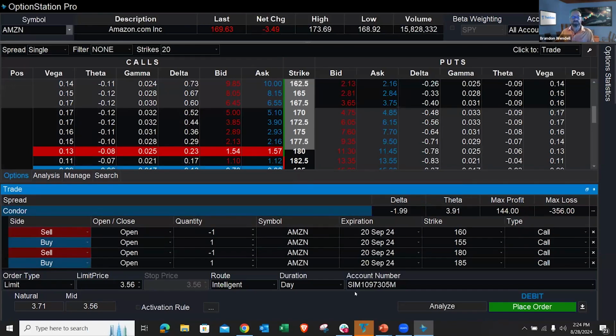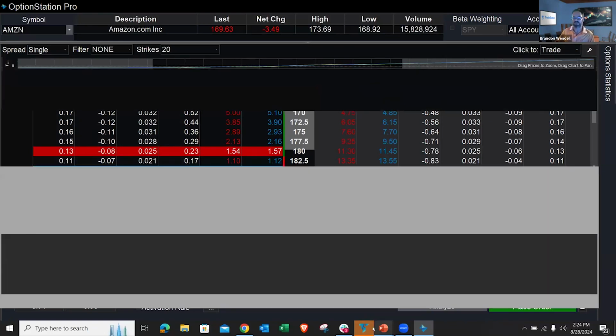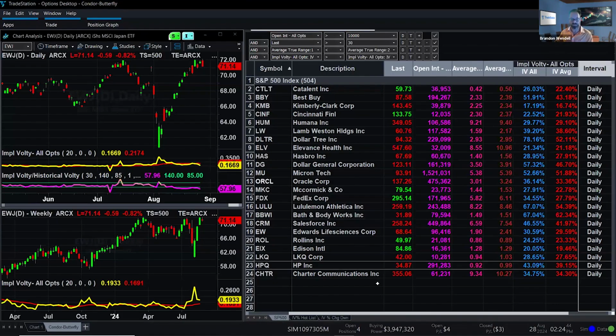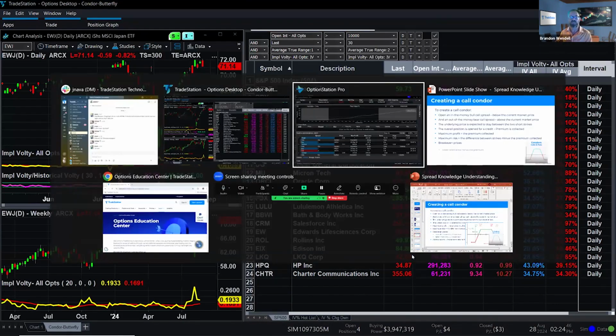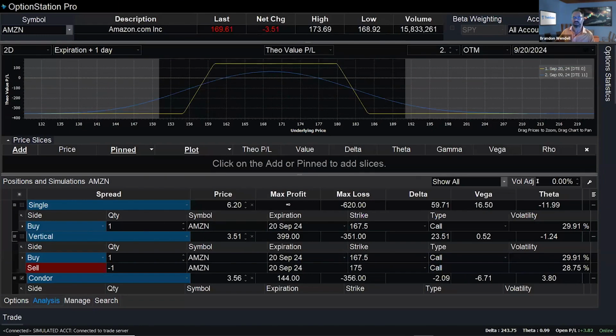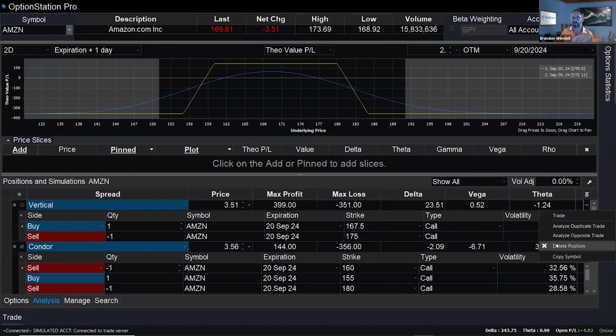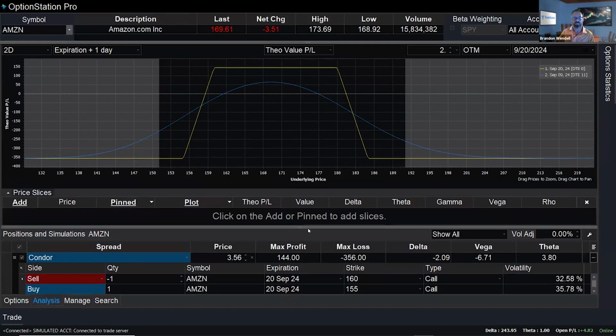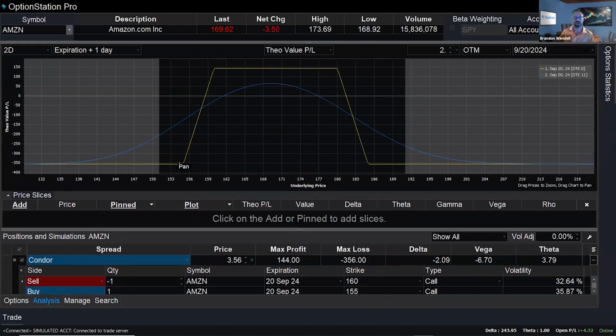So what does it look like in the risk profile? Go over here, actually do this real quick. There we go. We get rid of that menu bar at the bottom, so we get rid of our other options that we're not playing with right now. And the risk profile looks like this. There you can see that is the risk profile for a call condor on Amazon.